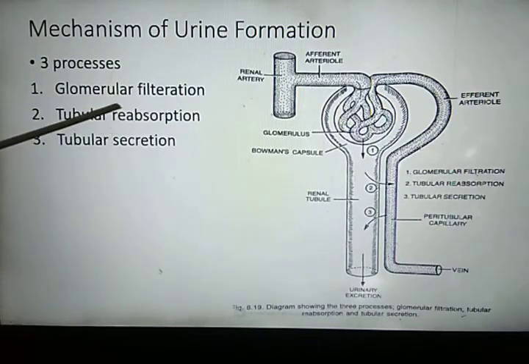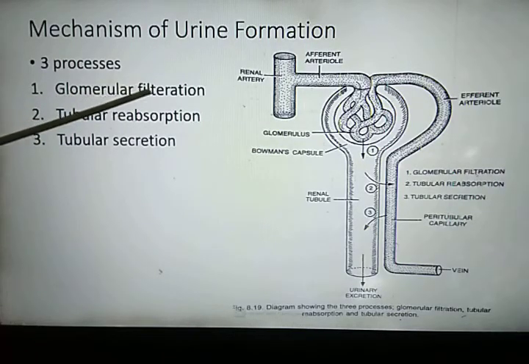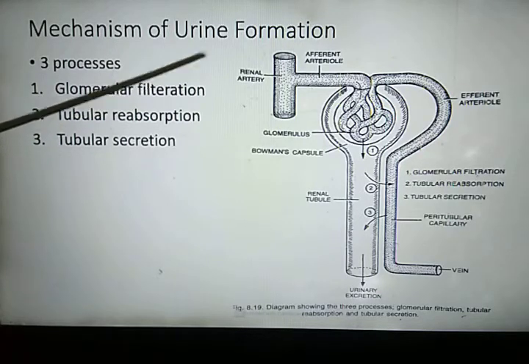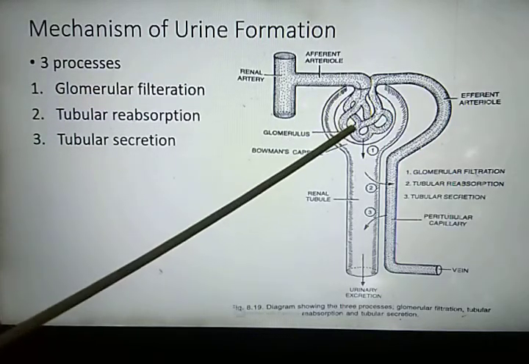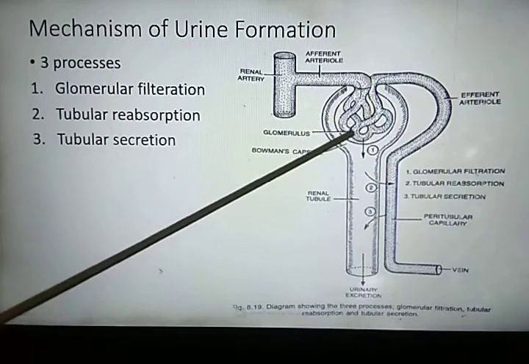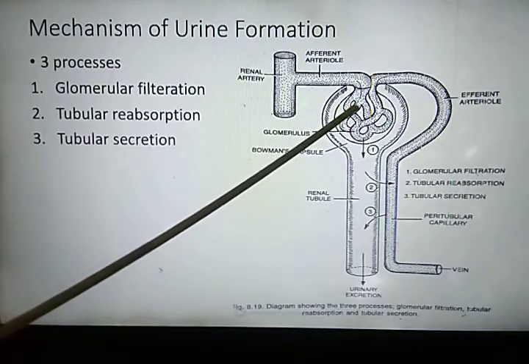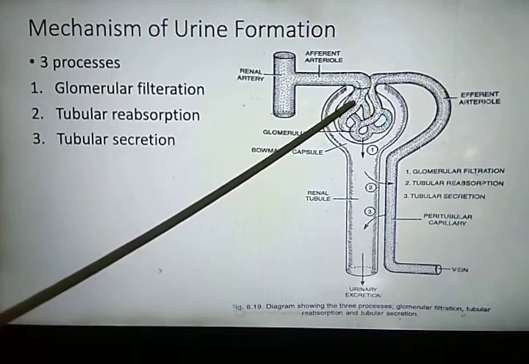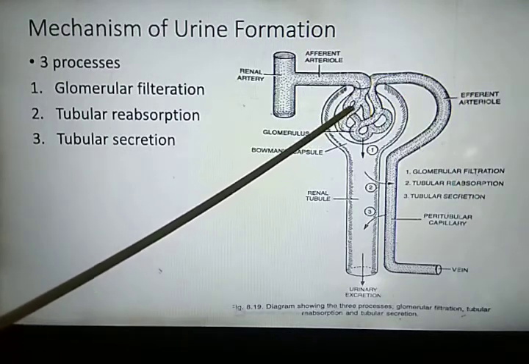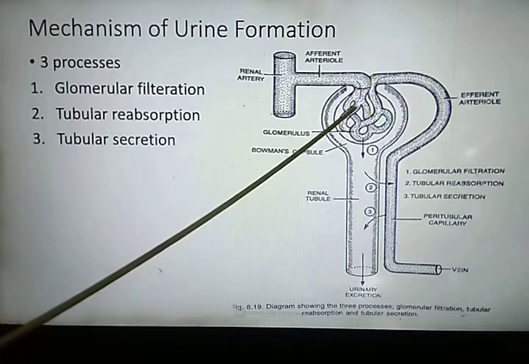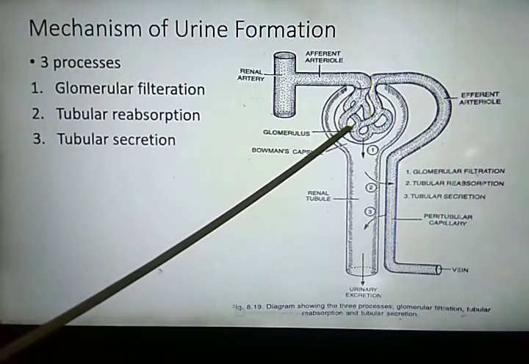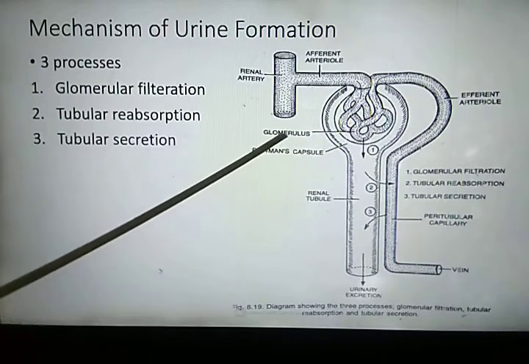As the name indicates, glomerular filtration means filtration of blood. What is present in glomerular capillaries? Blood. So filtration of blood takes place in the glomerulus. Such filtration is known as glomerular filtration. And glomerular filtration takes place due to high blood pressure in the glomerulus.